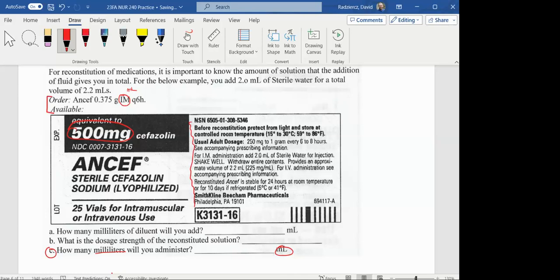So the first thing I'll point out to you is you may remember this from last semester, pediatrics, safe dose range, right? So it says 0.375 grams, which is 375 milligrams, every 6 hours. You can see that it fits within the safe dose range, so we don't need to worry about that. And we're assuming this is an adult, even though it doesn't say it is an adult, we can safely assume that it is.